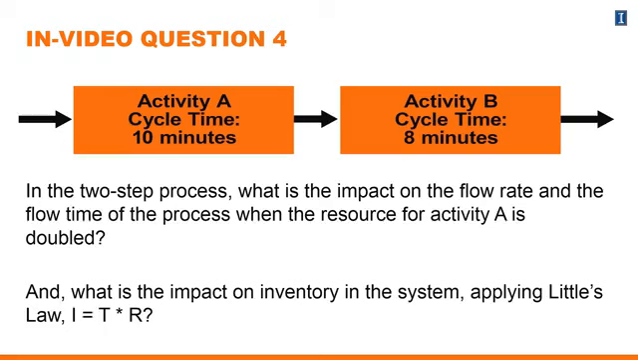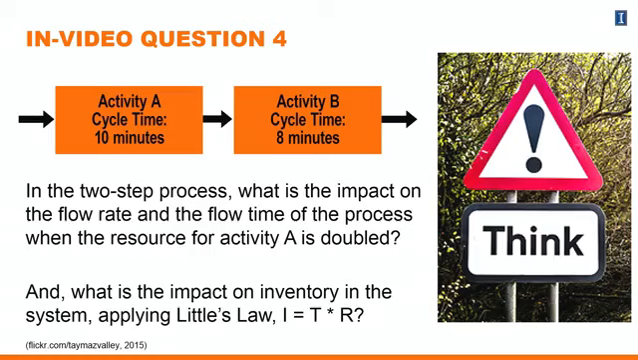Second, what I'd like you to think about is based on this idea of Little's law, which states that inventory is a product of throughput time and throughput rate. When you're talking about it from a process perspective, I want you to think about what is the impact that adding that extra resource for activity A is going to have on the inventory in the system. So take a few minutes and think about this, work through the calculations, and we'll come back and see what we can find from looking at this manipulation of the resource.